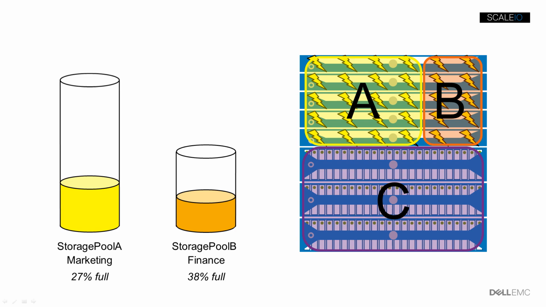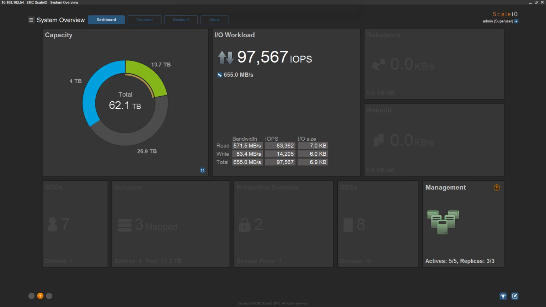We'll begin the demo on the ScaleIO dashboard. Here we see the total capacity available to the cluster, the number of protection domains, and the number of storage pools. This system is actively servicing a workload consisting of both reads and writes. Let's take a more detailed look at the storage pools.